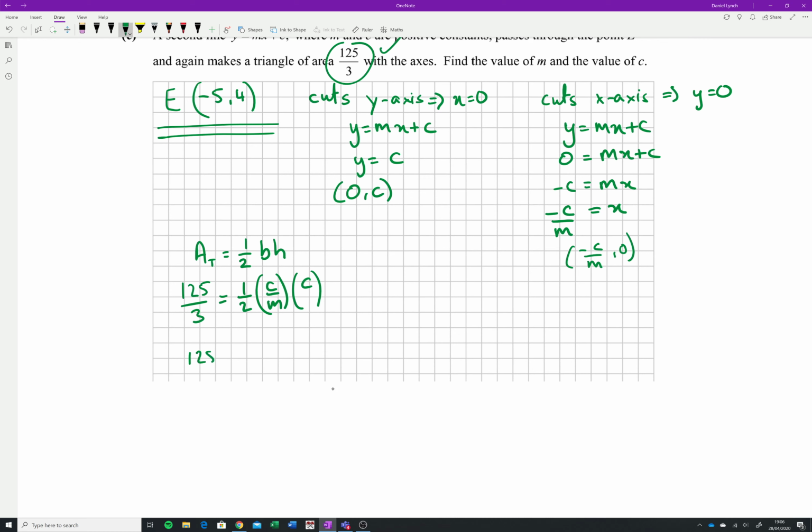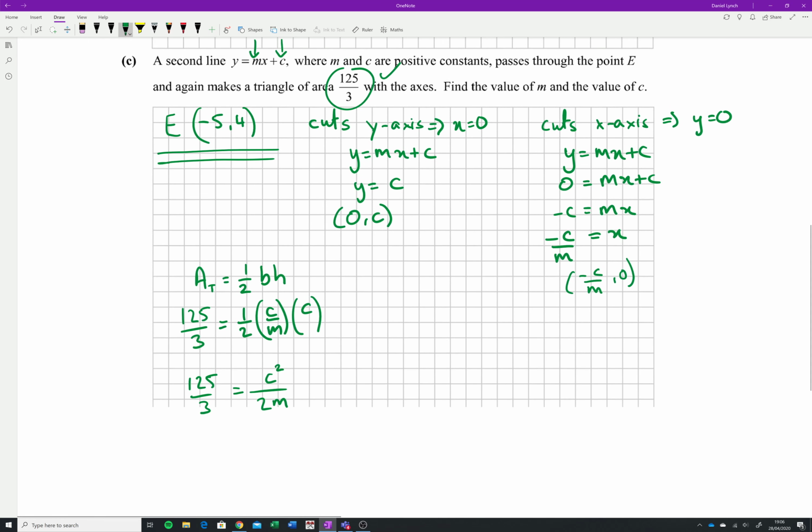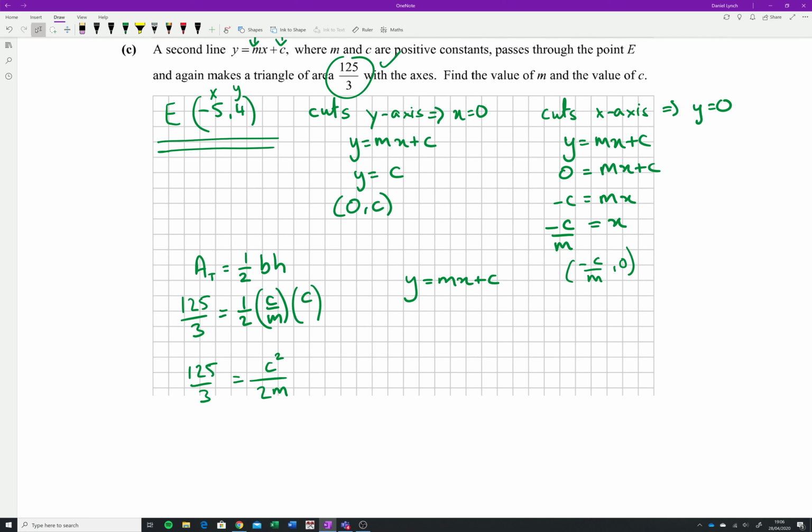So we have 125 over 3 is equal to top by top by top, c squared, bottom by bottom by bottom is 2m. Okay, I think we can leave it there because we'll see what use we can make of minus 5, 4. And this just tells you that's your x value, that's your y value, and you can sub it directly into y equals mx plus c. So that is actually the easiest one to get. But sometimes the easiest one can be the hardest to see, it really can.